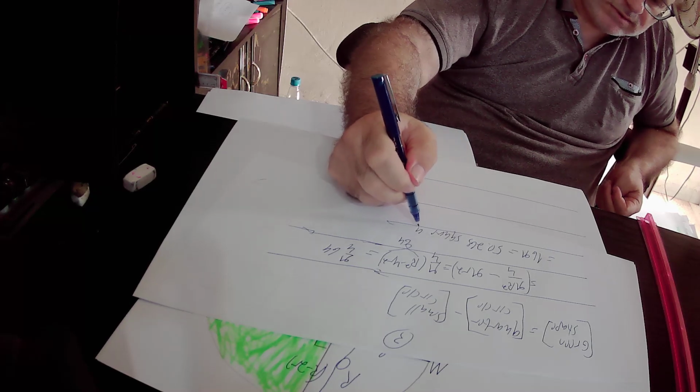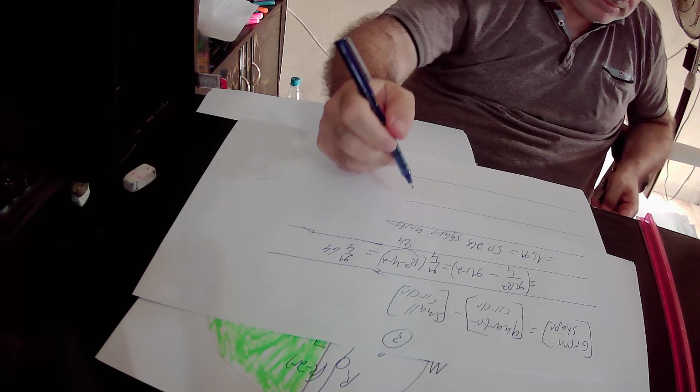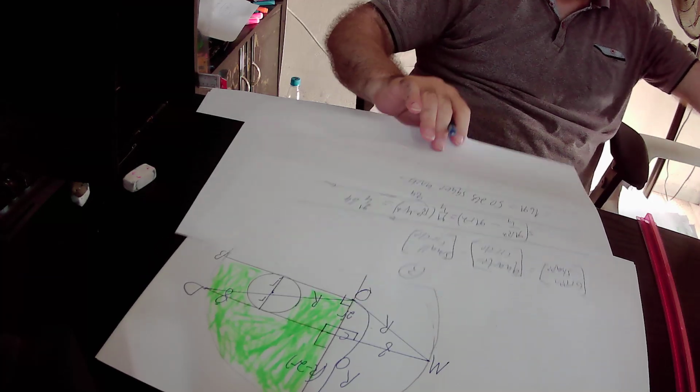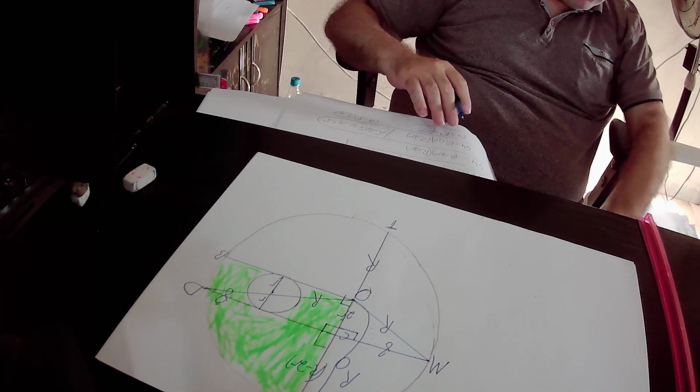Okay, so we finish with the second method. In the next step I present to you how to find out the area of this green shape according to the third method.